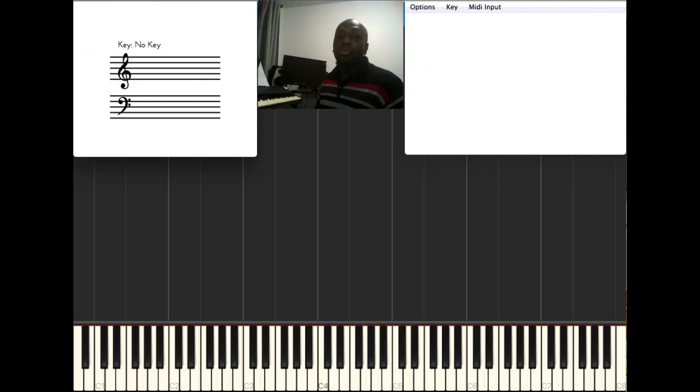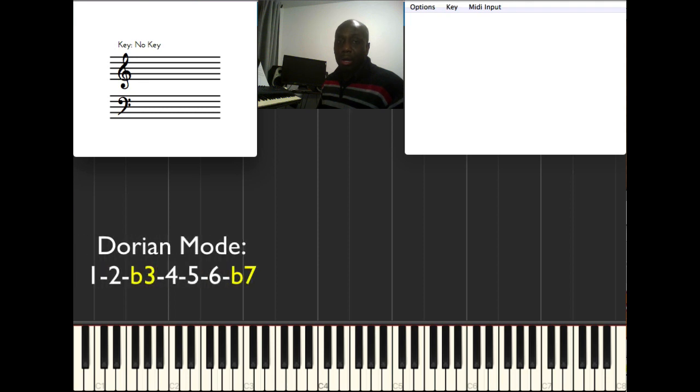Okay, so let's review. The way to create the Dorian mode is to think that the Dorian mode is the second mode in the major scale. So all you need to do is just play the second note to the second note in that major scale. Or you can just take a major scale and then just flat the 3rd and the 7th. And then you'll have the Dorian mode right there.